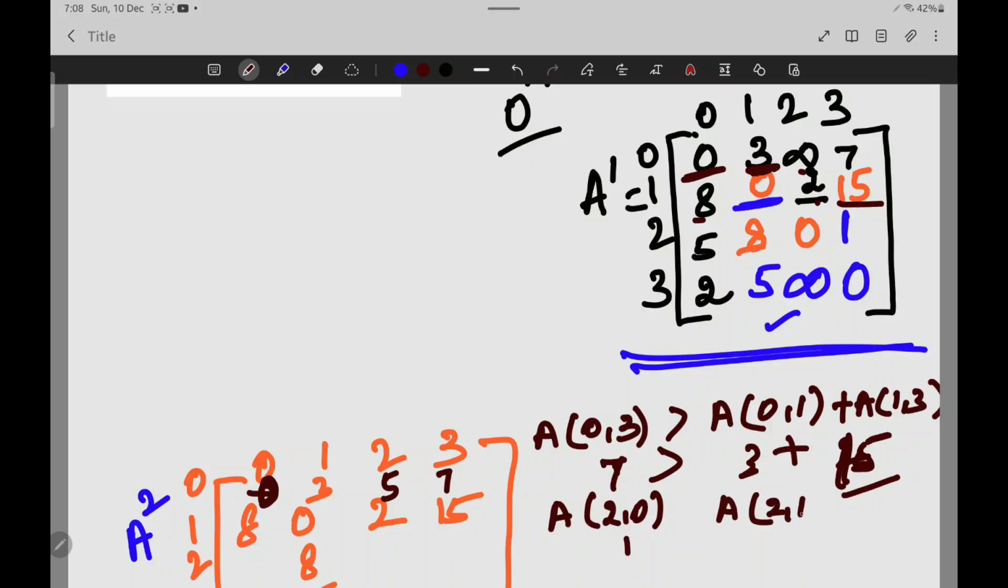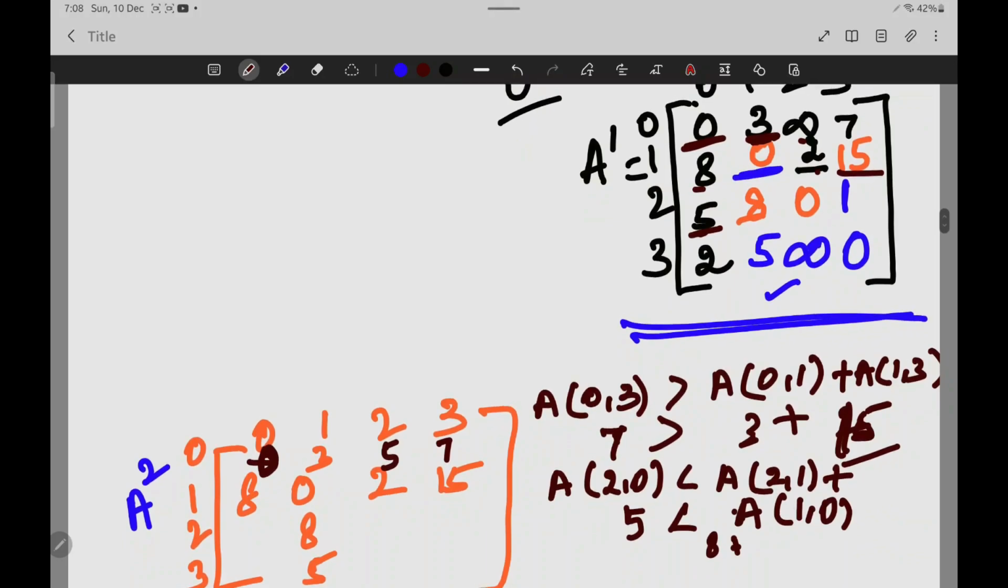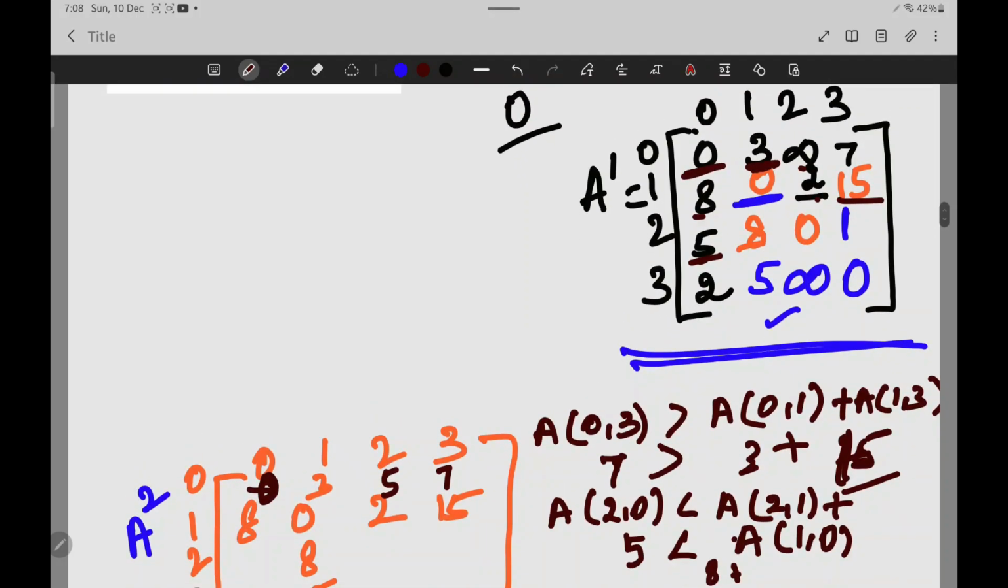So a of 2 comma 1 plus a of 1 comma 0. So 2 comma 0 is 5. 2 comma 1 is 8. So 8 plus, what is the value? 8. 2 comma 0 is 5. And then what is the value? A of 2 comma 1 is 8. So 8 itself it is becoming the maximization. So 1 comma 0 is also 8. So the old value, the previous value 5 itself we can have.